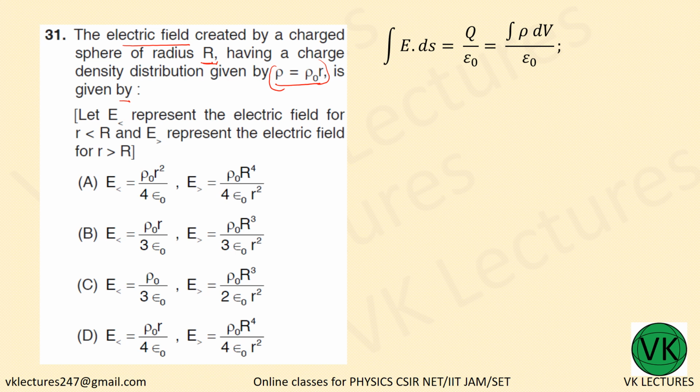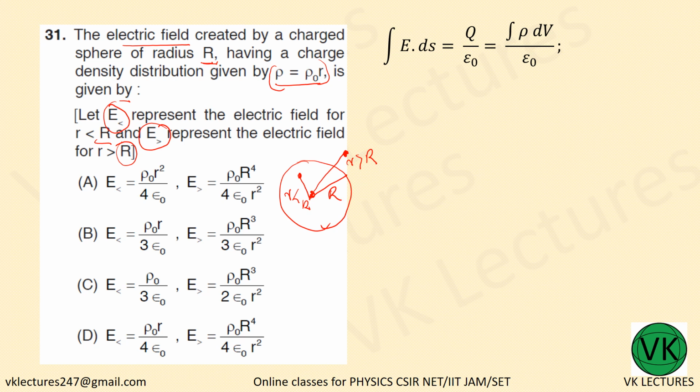at two places. That means E less, which is for r less than capital R, and E greater, which is for r greater than capital R. That means you have a sphere of radius capital R and you have to find the electric field inside and outside the sphere, where inside you have r less than capital R, and outside the sphere you have r greater than capital R.